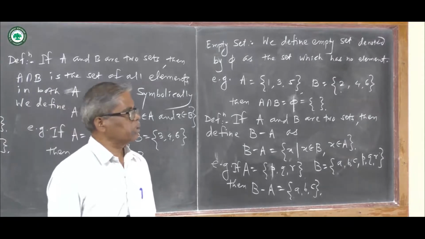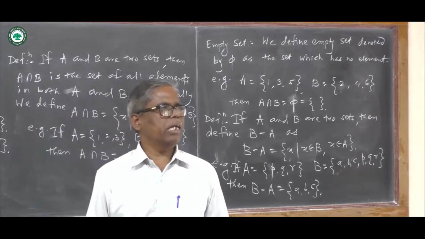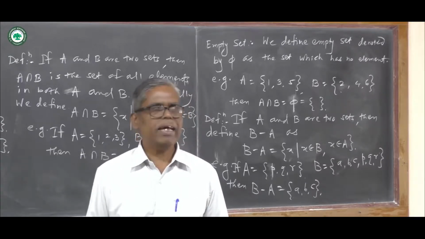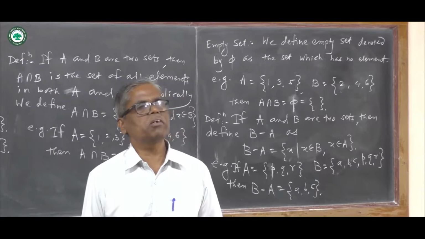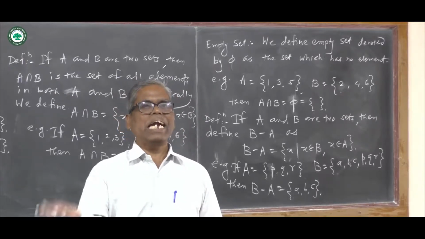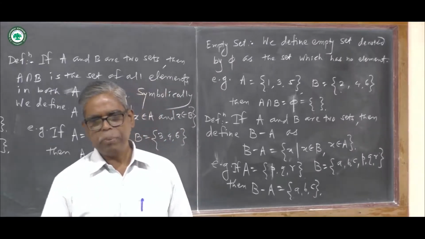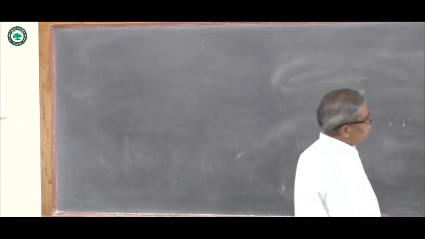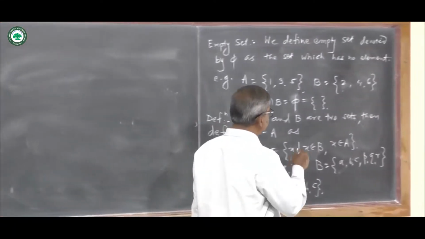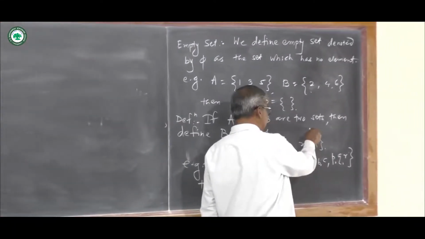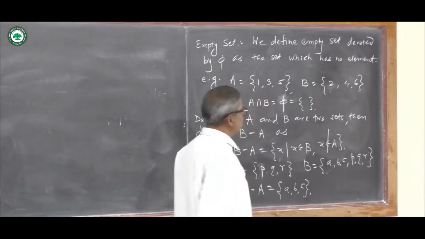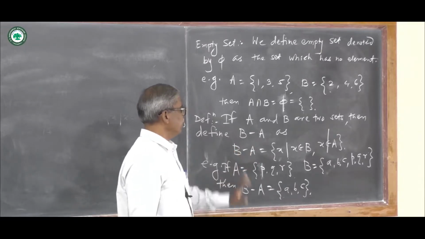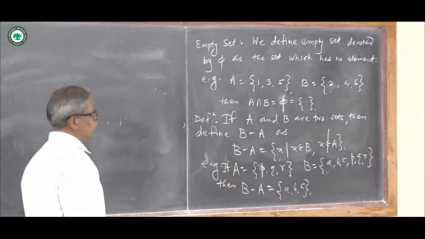If A and B are two sets and every element of A is an element of B, then we say that A is a subset of B, or B contains A. B minus A: x belongs to B, but x is not in A. That is B minus A.